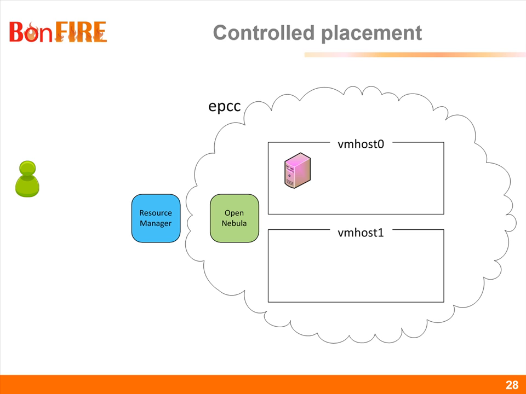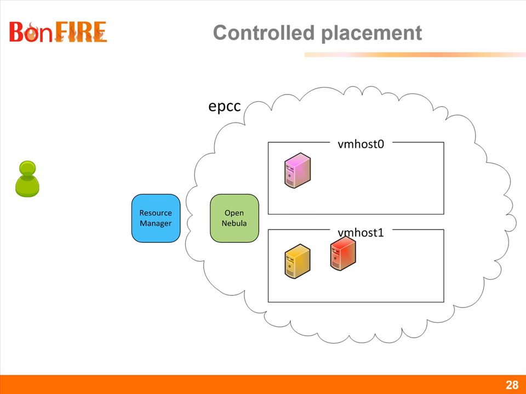So if you say, for example, I want a light EPCC VM, then the resource manager of BonFIRE will give it to the site, and the site will decide where it ends up. There is a scheduling mechanism which decides where to put it, and at some point you may end up on the one host or the other. If, however, you specify that you want to put it specifically on VM host 1, then it will go exactly there, and you can do this as you require.